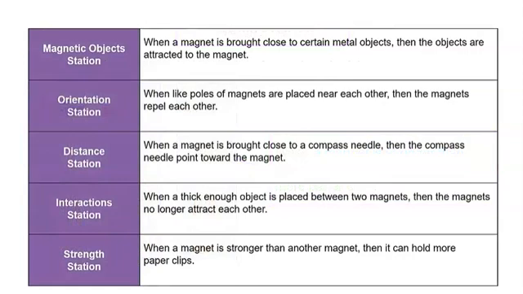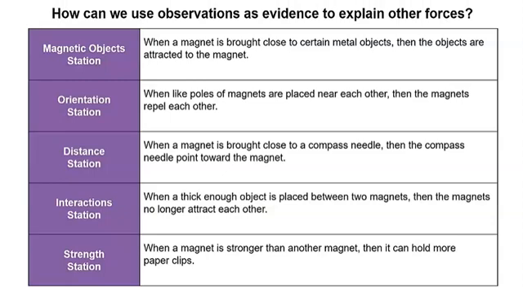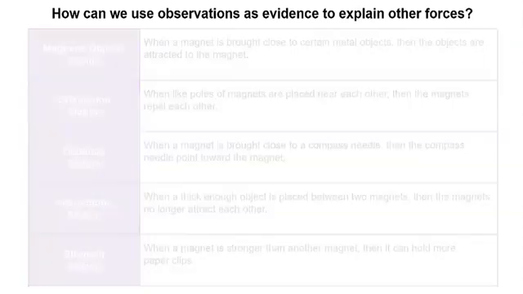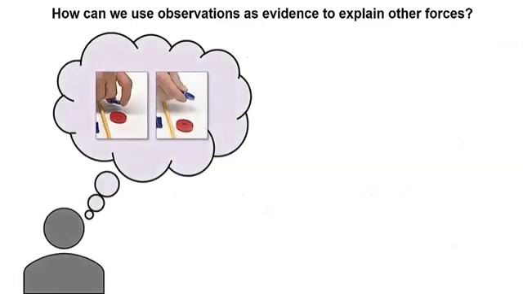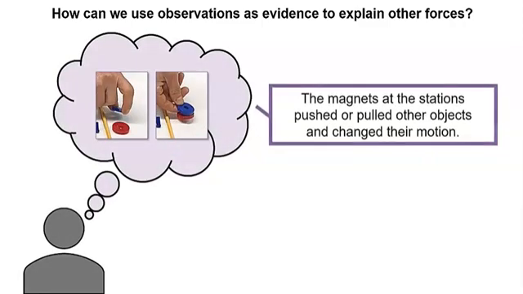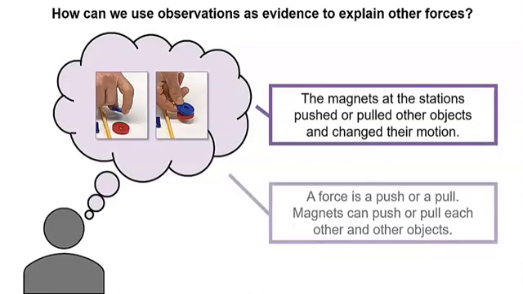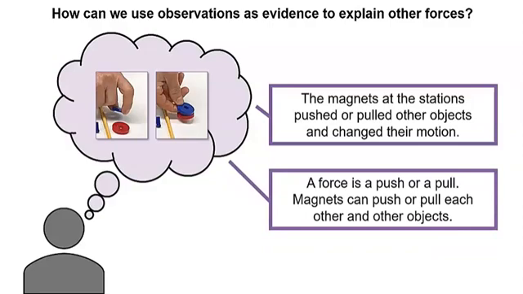Oh wow, we've identified a lot of cause and effect relationships between magnets and objects from the magnet stations. Do you think we can now answer the question, how can we use observations as evidence to explain other forces? I think we can. When you have your answer, shout it out. You may have said the magnets at the stations pushed or pulled other objects and changed their motion. Or maybe you said a force is a push or a pull. Magnets can push or pull each other and other objects.